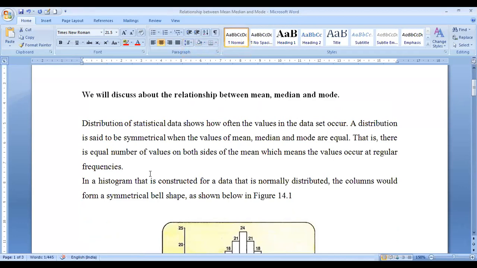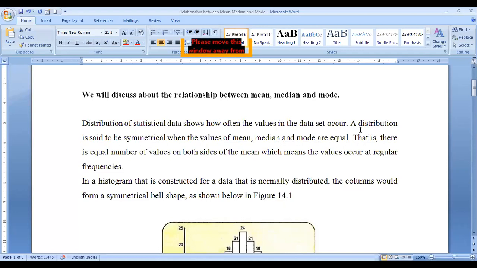A distribution is said to be symmetrical. When we have the data, we need to put a graph, to see whether the data is in symmetrical or asymmetrical form. The distribution is symmetrical when the values of mean, median, mode are equal. To know whether our data is symmetrical or asymmetrical, we need to plot a diagram or graph. If the mean, mode and median values are equal, that data set is a symmetrical data set.